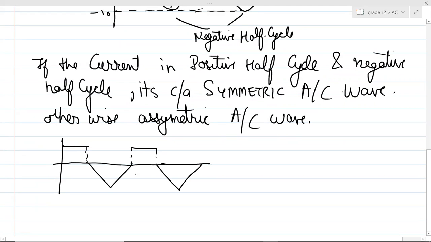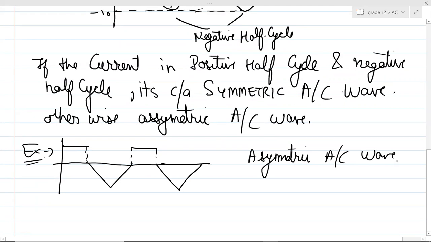Can you see? This is an asymmetric AC wave. I just gave you an example, okay? It's not necessary that this is the only asymmetric example. It's a square wave in the positive cycle and a triangular wave in the negative cycle. I'm just giving you an example. Clear?